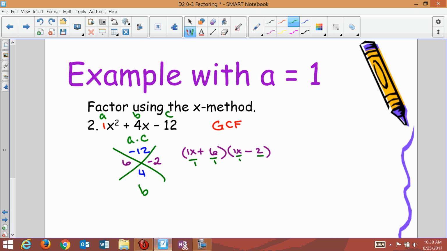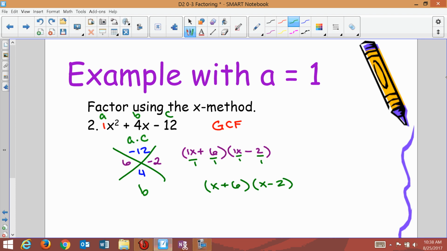Now what you'll notice is if you have a 1x in the future, I'm not even going to write that 1 just because it's quicker. Skip that step and not even include it. So my answer this time is going to be x plus 6 times x minus 2.